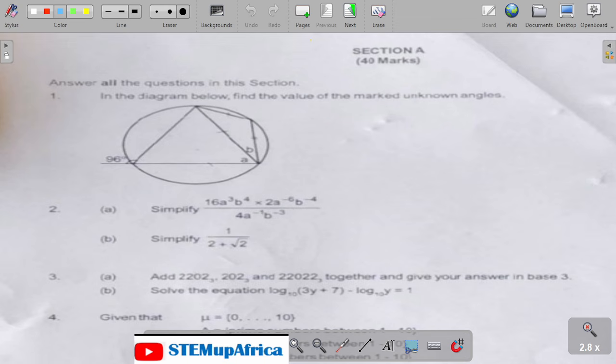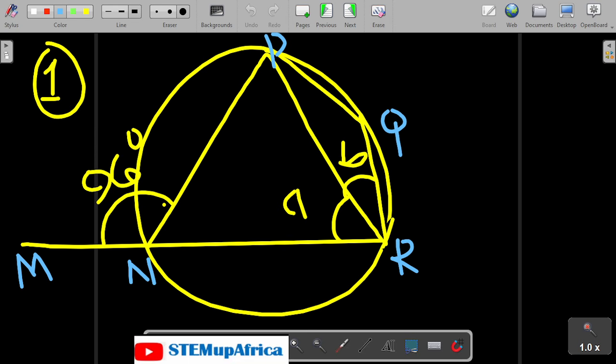From the figure, we are told that these two parts are the same and those two parts are the same. Let me put the sign so you see it. So here and here are the same, and here is equal to here. That means NPR is an isosceles triangle, and PQR is also an isosceles triangle. From the diagram, we can see that NPQR is a cyclic quadrilateral.